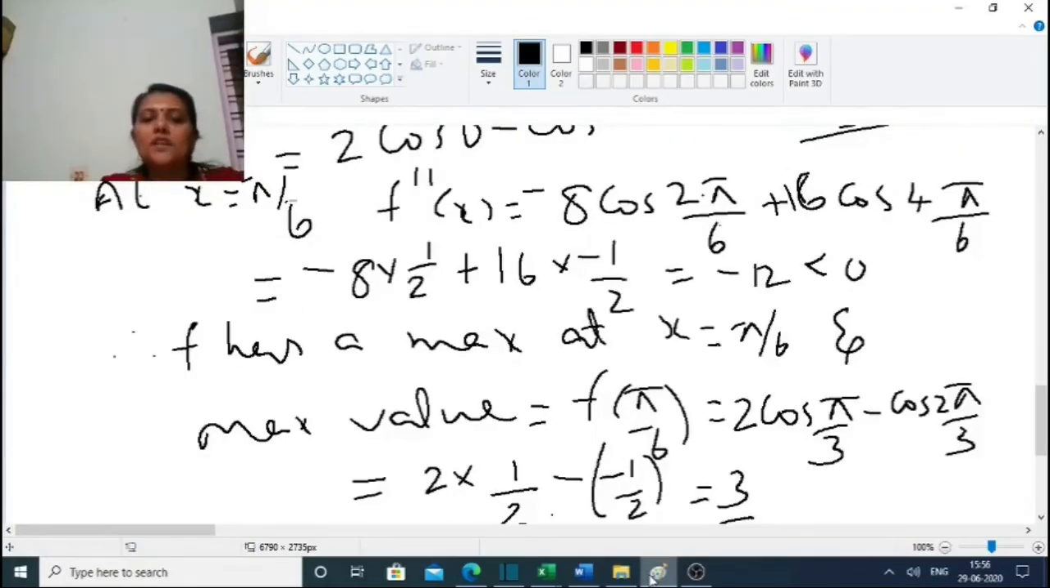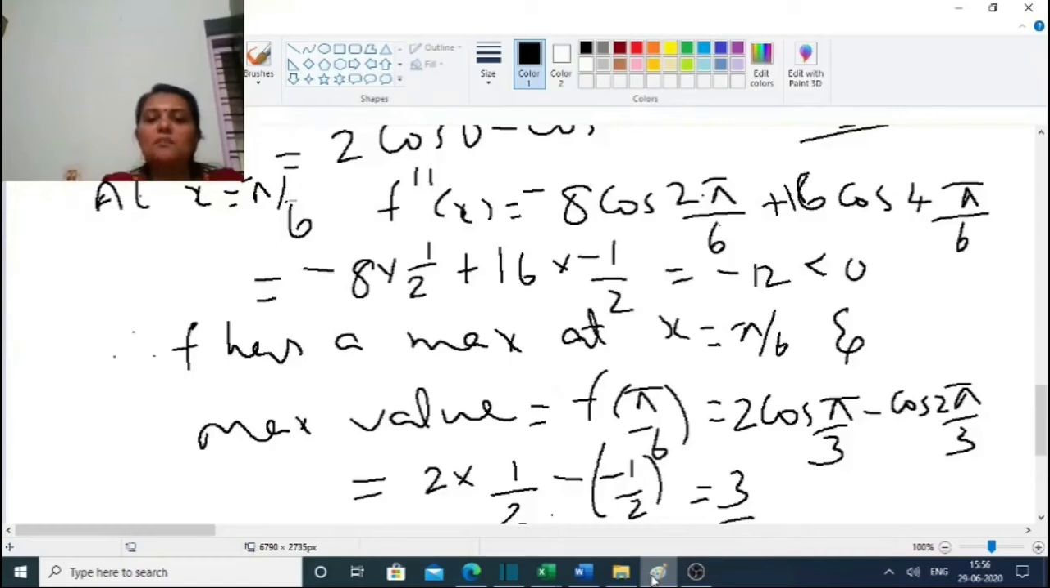Now at x equal to pi by 6, f double dash x equal to minus 8 cos 2x plus 16 cos 4x. So substitute x equal to pi by 6. Cos 2 into pi by 6, that is 180 by 6 is 30, 30 into 2 is 60. Cos 60 equal to half. Cos 4 pi by 6 is cos 120. Cos 120 is in the second quadrant, so its value is negative, minus half. So minus 8 by 2 minus 16 by 2 is minus 24 by 2, which is equal to minus 12, less than 0.